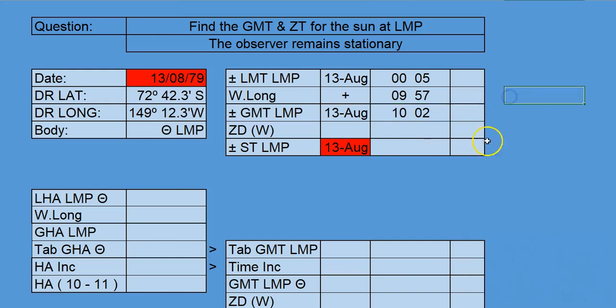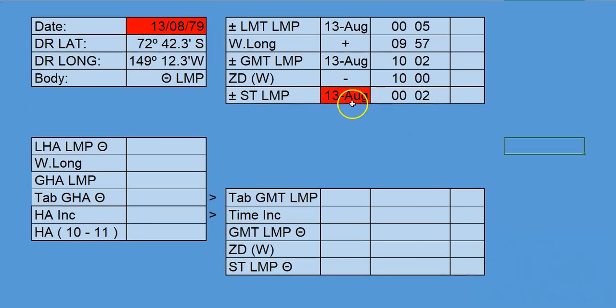Alright, so 10:02 Greenwich time approximate will be low meridian passage for the Sun. So we've got to apply our zone difference now. That's the last thing over here. Our zone difference is in time zone W, time zone Whiskey. So we need to subtract 10 hours, because we're going from Greenwich back to the vessel, back to the observer. That gives us an approximate time of 2 minutes past midnight on the 13th of August.